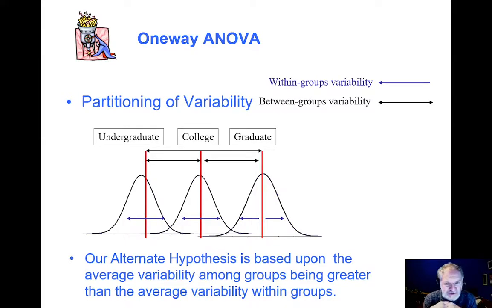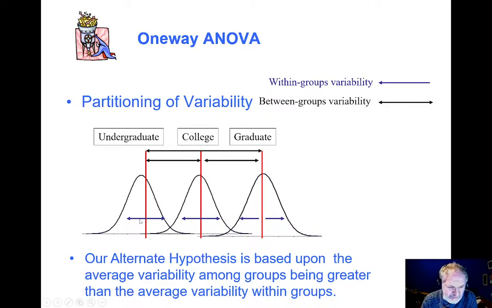The analysis of variance is exactly what it says it is. It's partitioning of variance. And when I look at my study, my college students, the mean was 25. The mean for the undergraduate students was 20, and the mean for the graduate students was 30. So I have two sources of variability here.